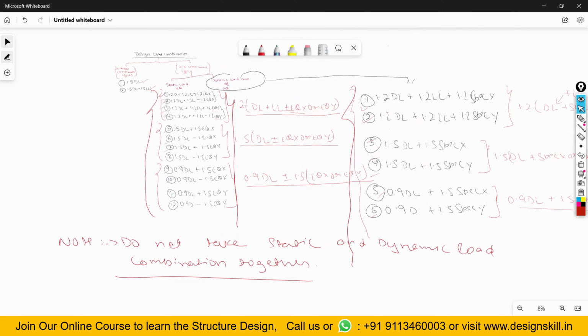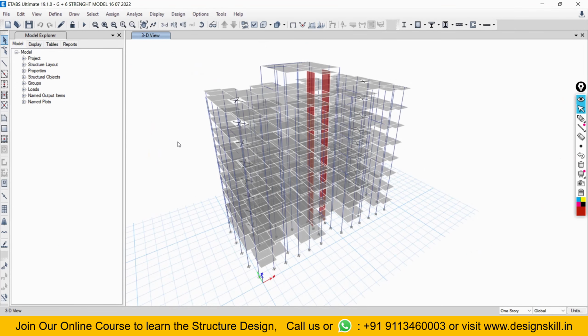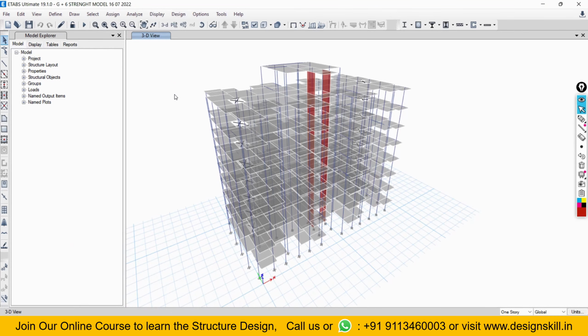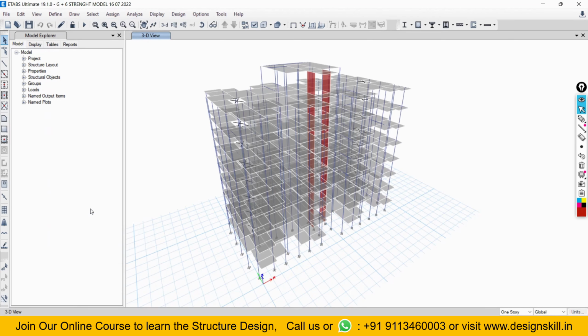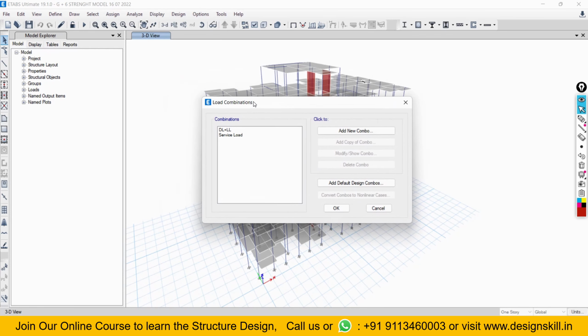Now come back to the ETABS software for creating all these load combinations. So I am in the ETABS software, and here we are going to create the load combinations. You have to go into the Define option. Here you will find a Load Combinations option. You will click on Load Combinations and this window will come up.